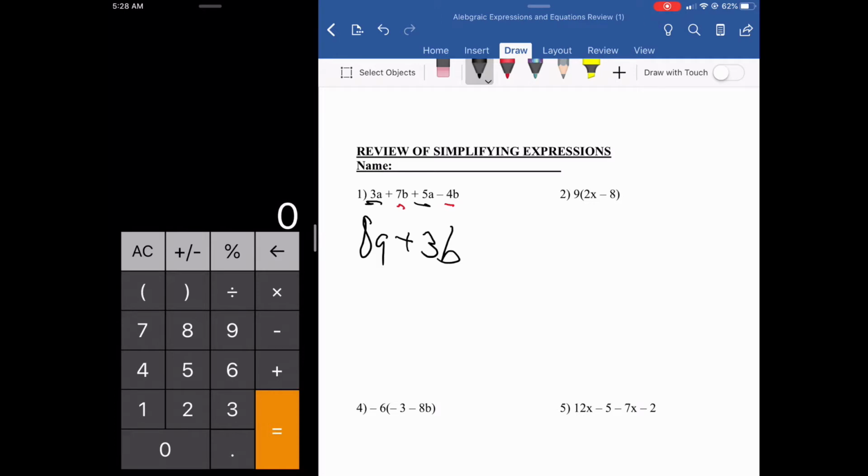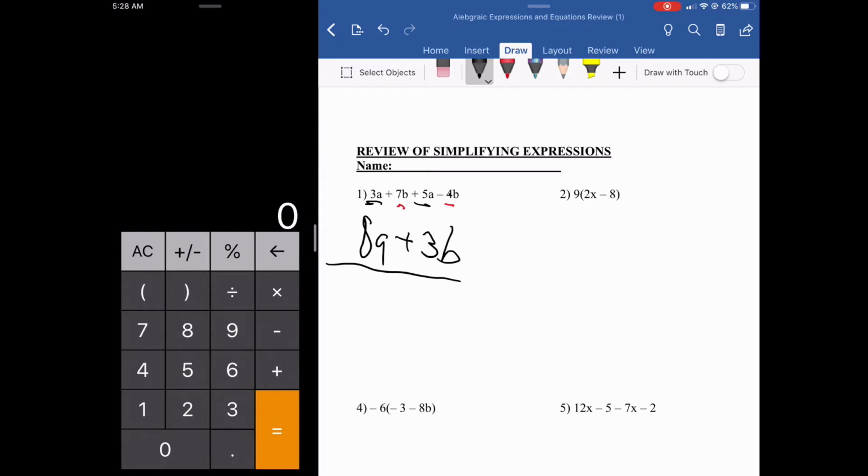I say adding the terms up, but you're combining the like terms. Okay? So 3A combined with 5A equals 8A. 7B combined with negative 4B equals 3B. Second one.